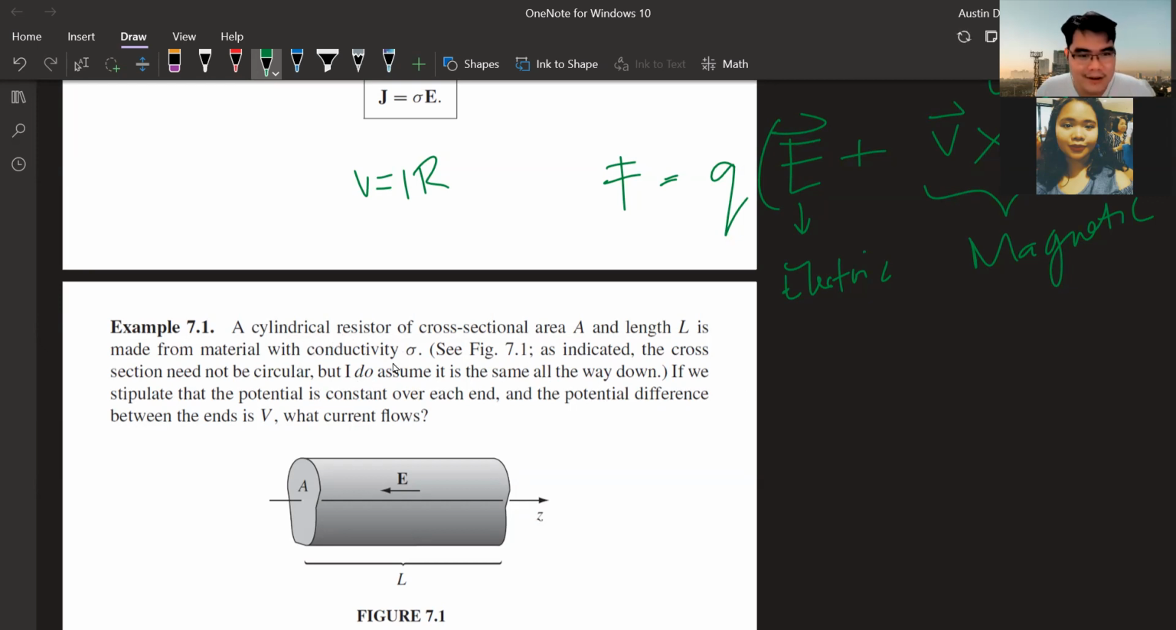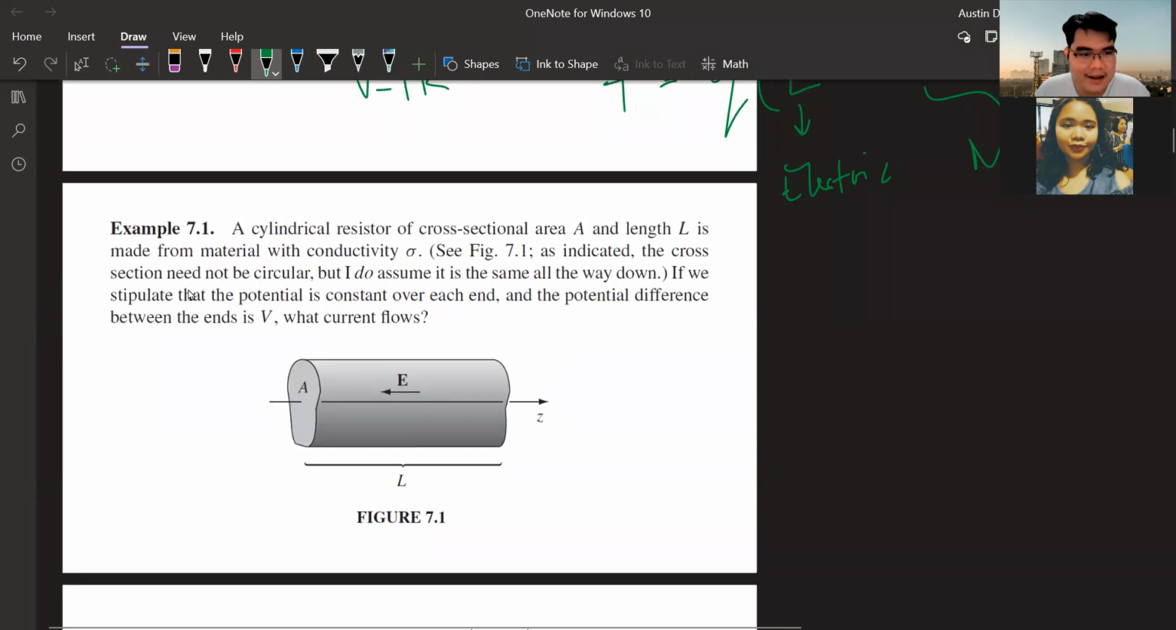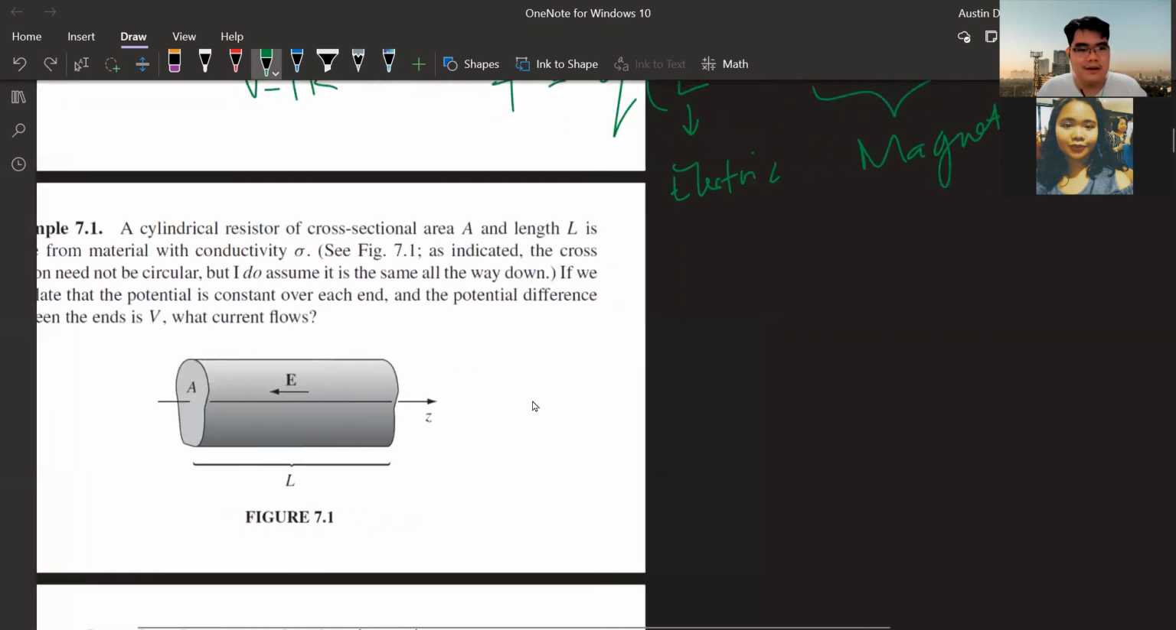Okay, so continue. A cylindrical resistor of cross-sectional area A and length L is made of material with conductivity sigma. Yung A mo, not necessarily circular, but ina-assume na homogeneous in terms of length. Bale, hindi siya curve with respect to Z. All through Z, same yung cross-sectional area mo. If we stipulate that the potential is constant over each end, and the potential difference between the ends is V, what current flows?